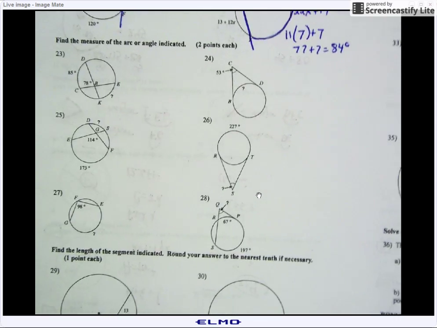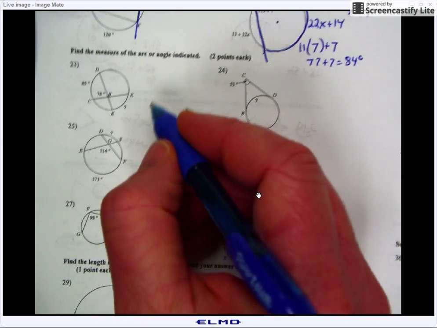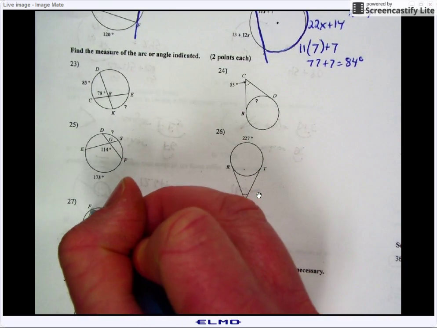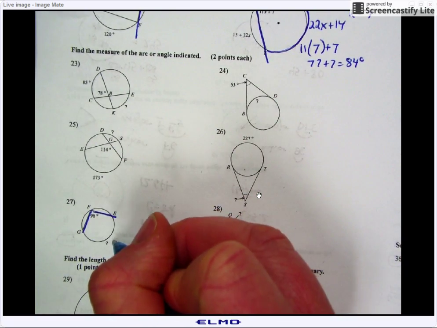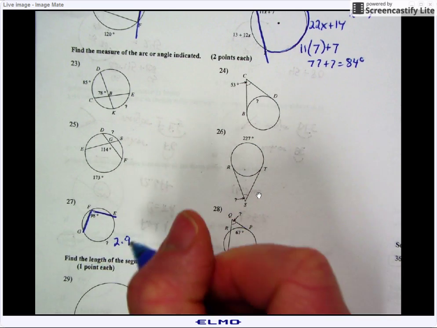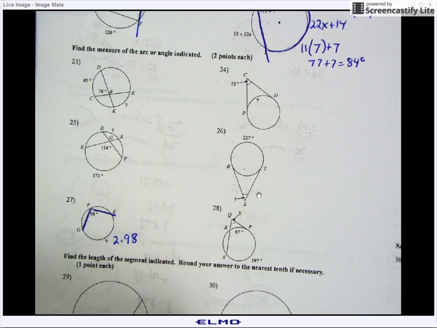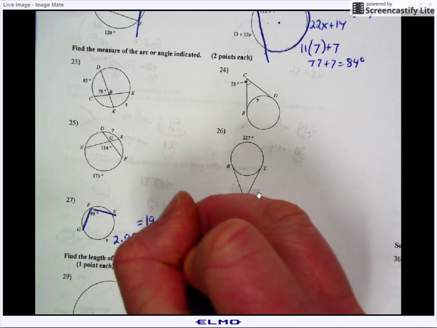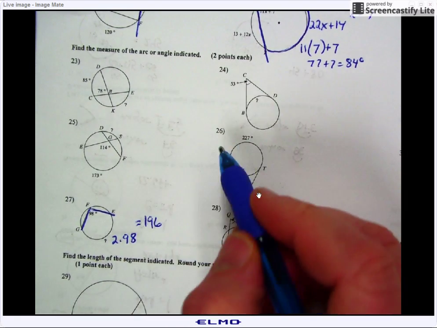Now we've reached the on, inside, outside section. And so I would just go through and say, okay, which ones are on their half of the arc they intercept? So this is 2 times 98, which is 196. There's no other ones that are on.